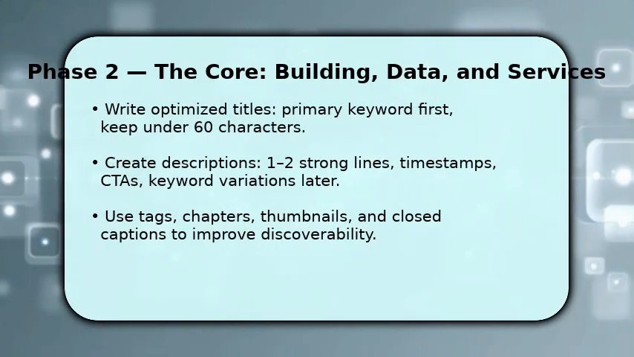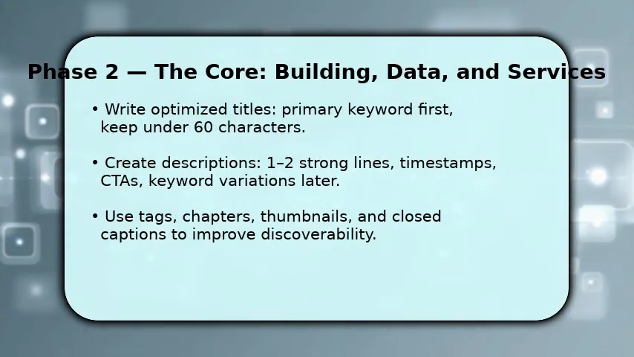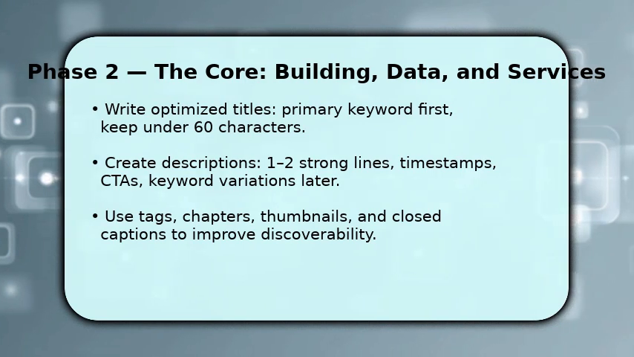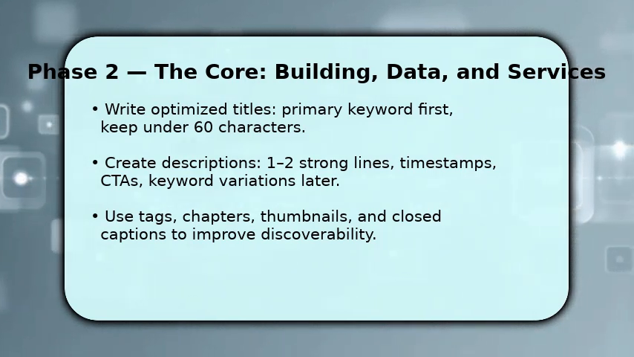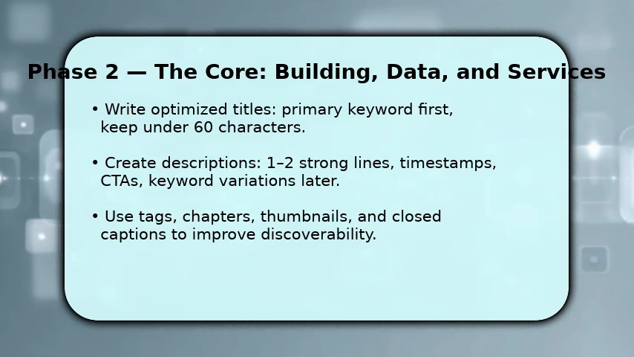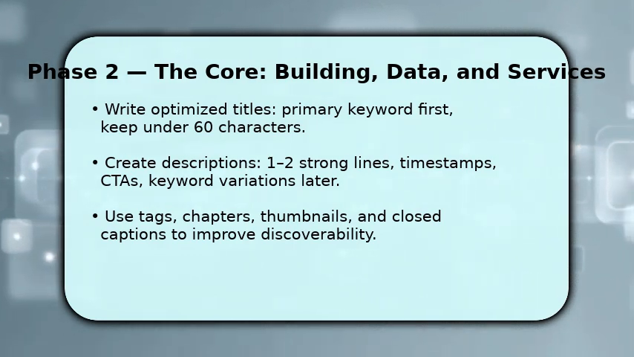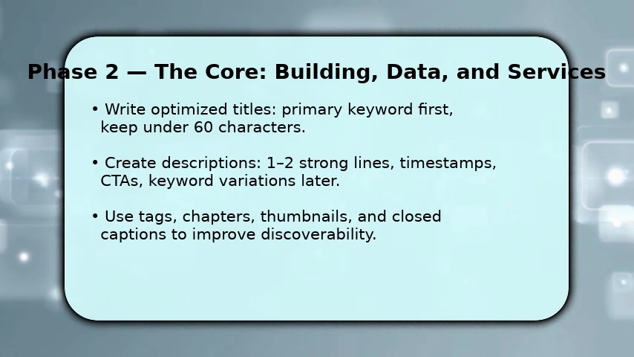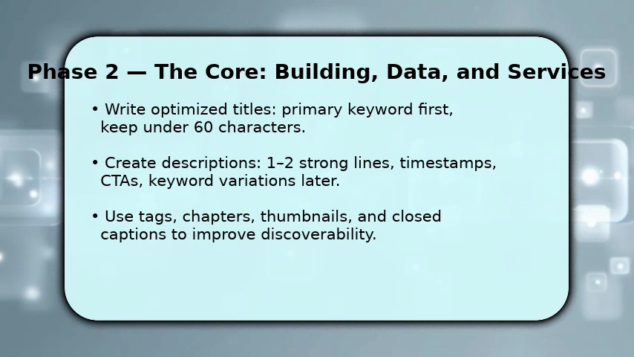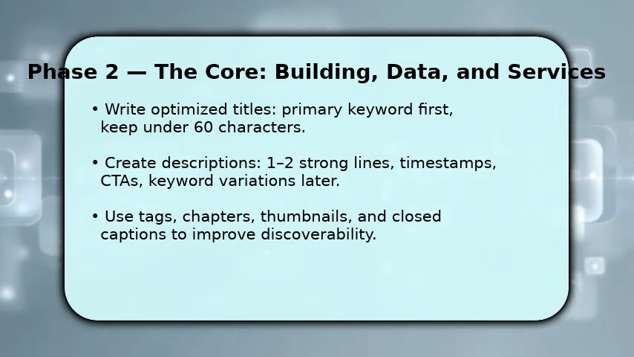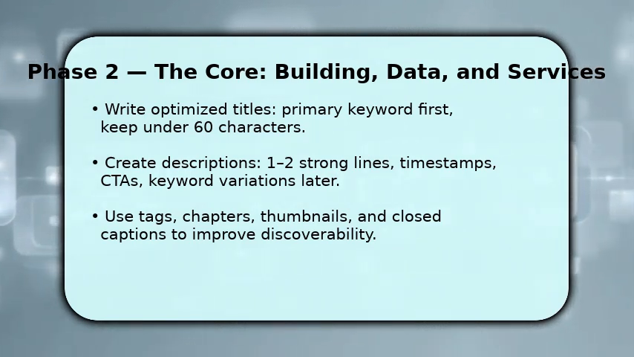Now, optimize individual videos. Craft titles with your primary keyword near the start and keep them under 60 characters so they don't truncate in results. Then write a description that opens with 1 to 2 strong lines containing keywords, includes timestamps and a clear CTA. Use keyword variations later in the body to capture related queries.